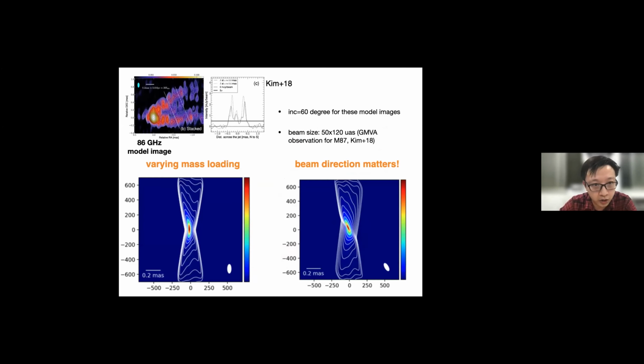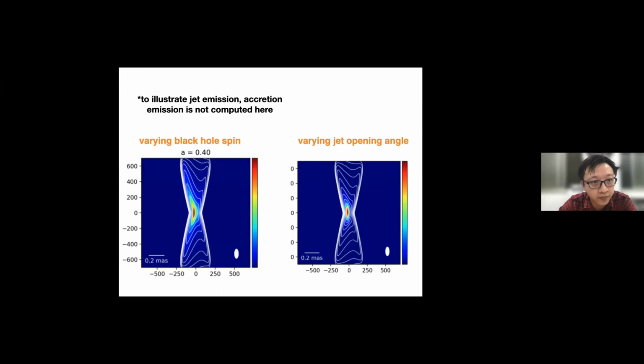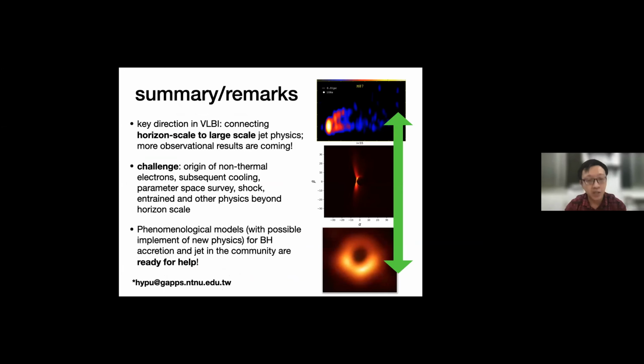I think I'm running out of time, and I would like to show some results. Here we can also apply the jet to large scale as well. Here are the examples for 86 gigahertz, with different applications and considerations. And we can vary black hole spin or jet opening angle very easily by this semi-analytical approach. This is my summary, and I'm running out of time, so I will just say thanks a lot. We can have questions in the chat.